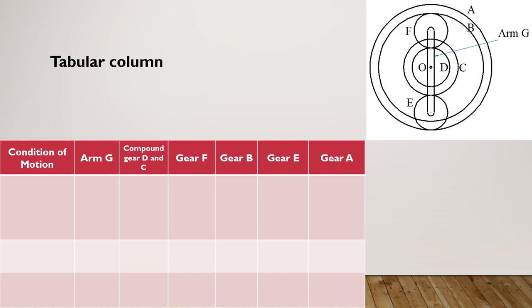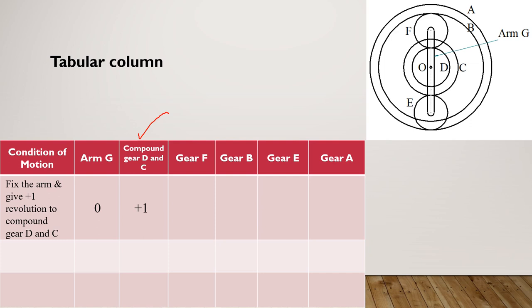But I told in the previous problem, whenever you have a compound gear, give rotation to that compound gear. That will simplify the problem. So fix the arm and give one rotation to gear D and C, the compound gear DC. Since you are fixing the arm, its speed is 0, and the rotation you are giving to DC will be 1. What about F?